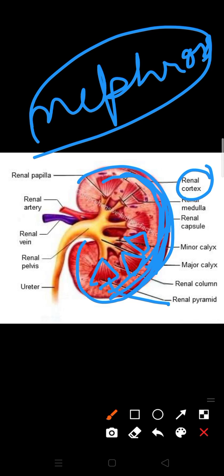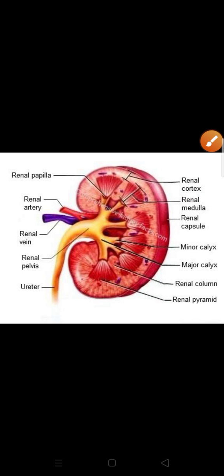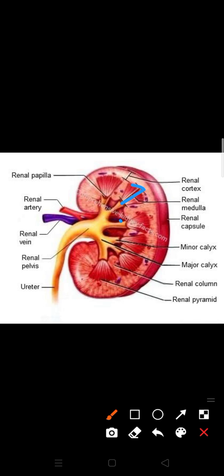Okay, and just next to the renal cortex, the renal medulla is present. You can see here this region, it is known as the renal medulla, where pyramids are present. Okay, inside this renal medulla 8 to 18 conical medullary pyramids are present. In this part, the outer part is cortex, the inner part is medulla. Okay, 8 to 18 conical masses of medullary pyramids are present in this.